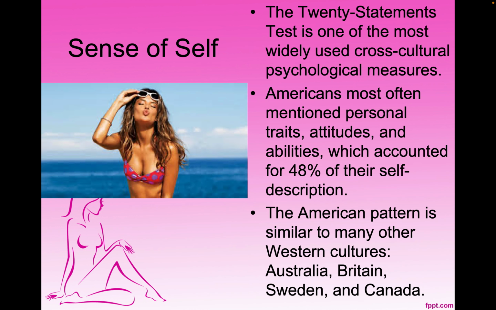And the 20 statements test is one of the most widely used cross-cultural psychological measures. Americans most often mention personal traits, attitudes, and abilities, which accounted for about 48% of their self-description. The American pattern is similar to many other Western cultures: Australia, Britain, Sweden, Canada. Most of the Western people answer the questions in this way.